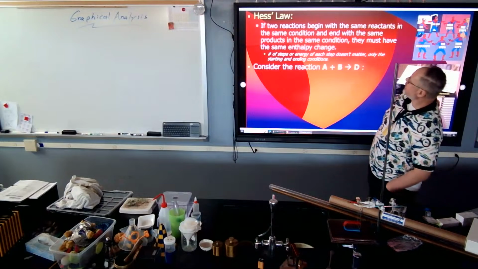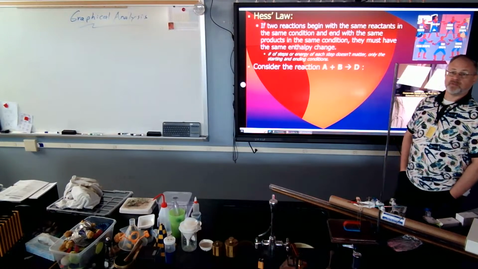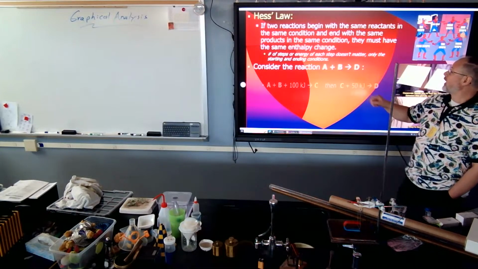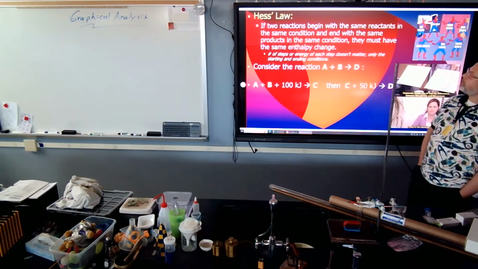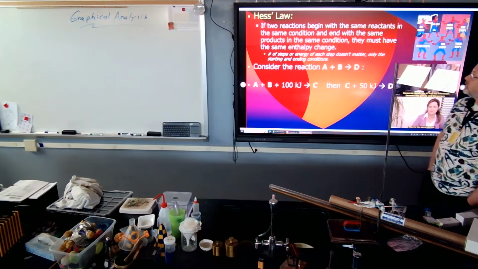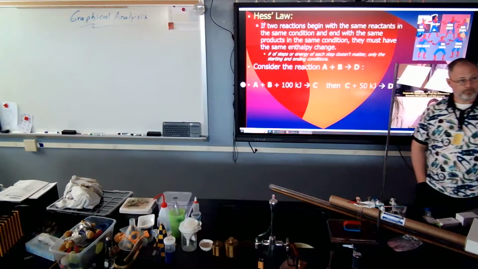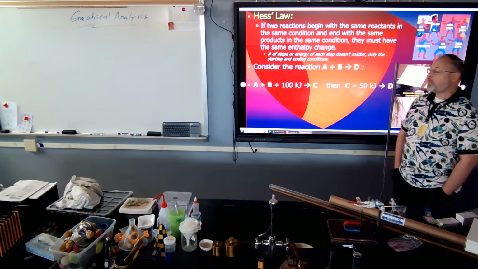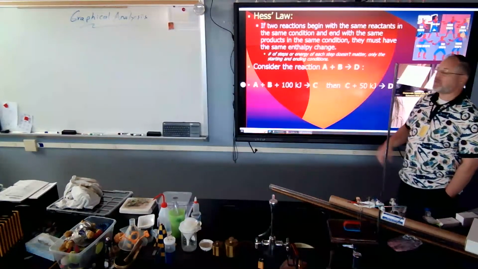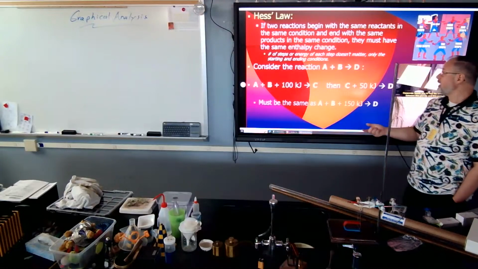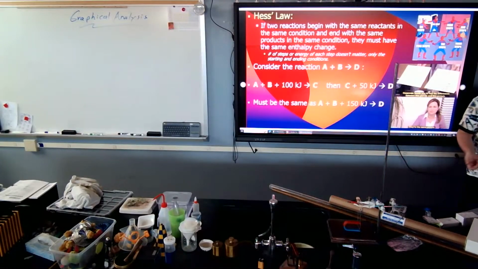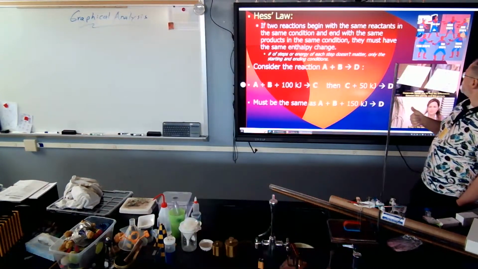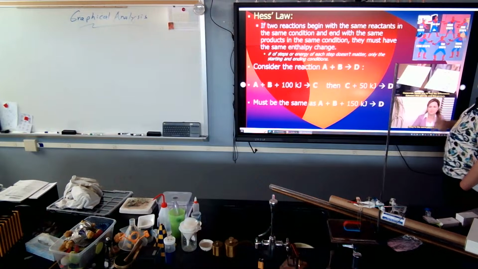So consider the reaction A plus B yields D. You guys okay? We're good. Okay. A plus B equals D. Now, if A plus B plus 100 kilojoules makes C, and then C plus 50 kilojoules makes D, how many kilojoules do you need to add to A and B to make D? 150. It really is that simple. So you can combine reaction steps. Some people like to diagram them, but they're ultimately products minus reactants.